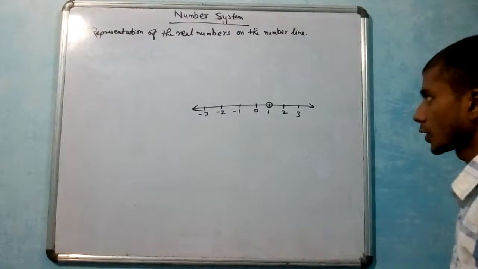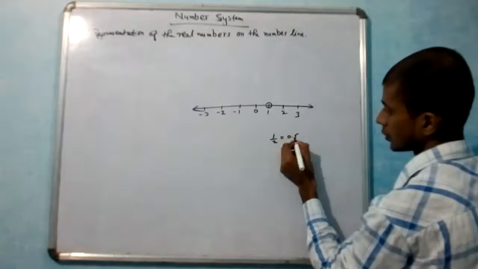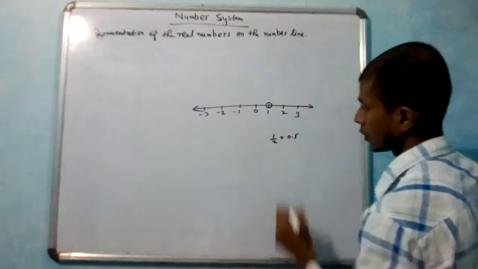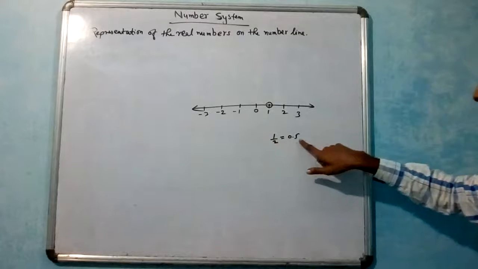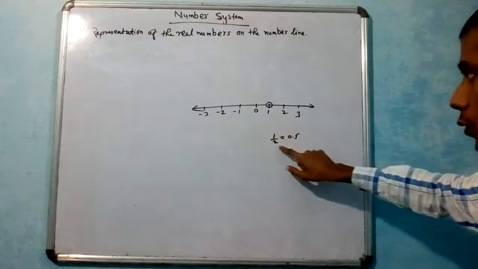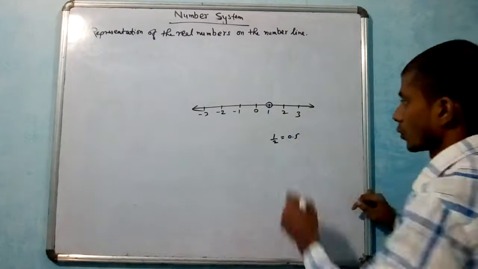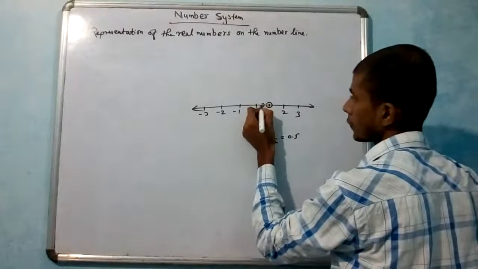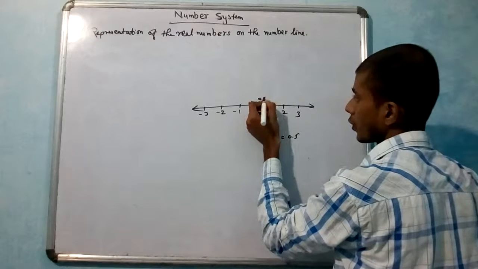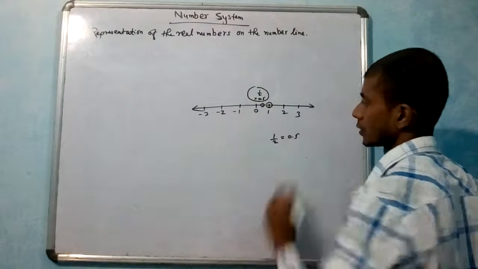Okay. What is 1.5 or 1 by 2? Sorry, 0.5. What is 1 by 2? 1 by 2 means 0.5. 1 by 2 means half. Between 0 and 1, we know this will come here, 0.5, or you say 1 by 2, anything. This number, this point.